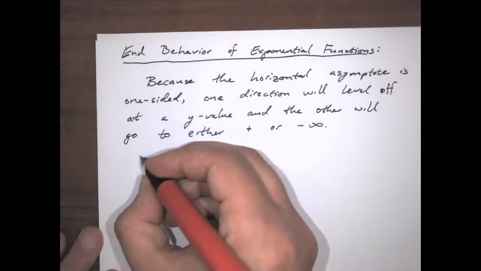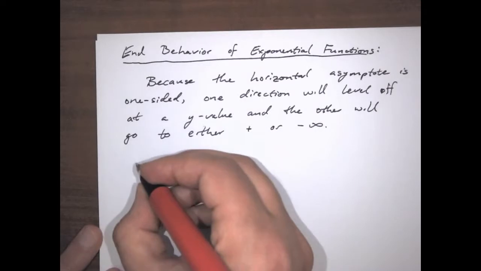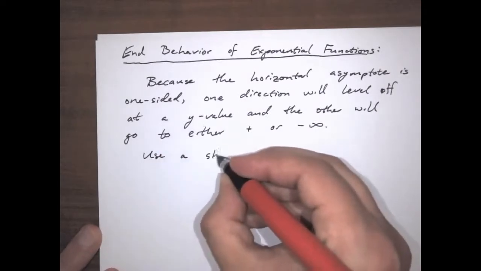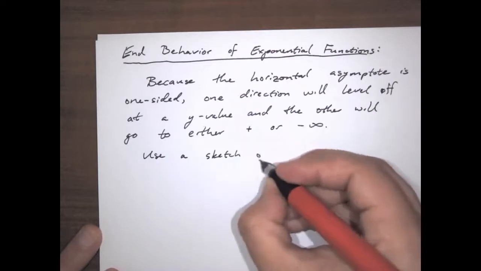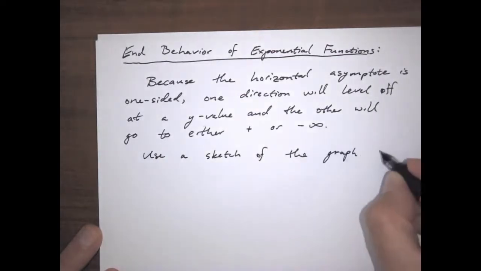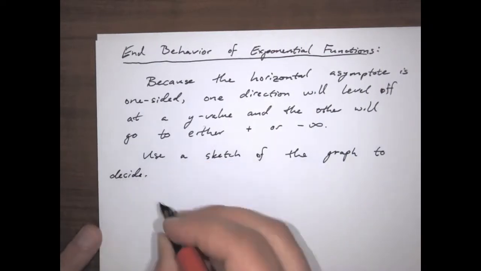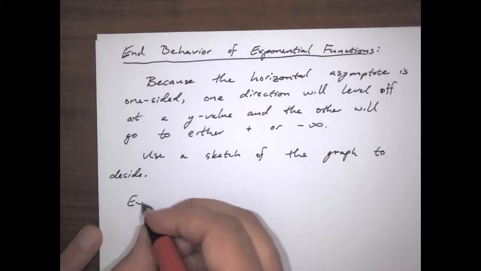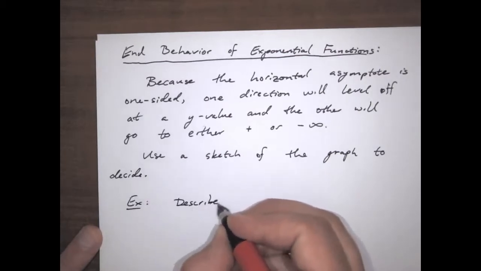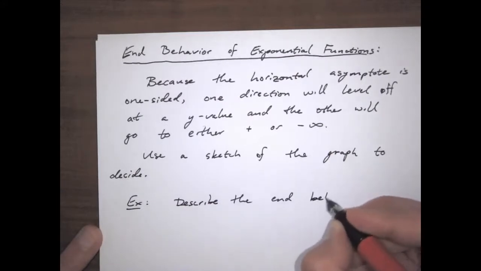And it's all going to be a result of whether it's growth, decay, and what kind of function transformations there are. Use a sketch of the graph to decide. For example, so describe the end behavior.